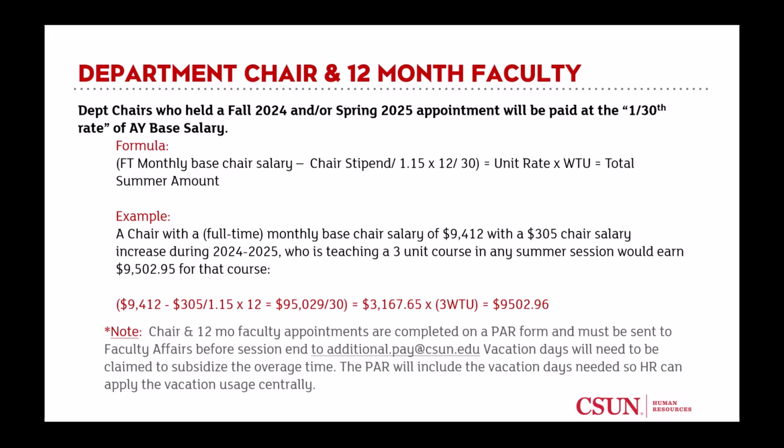So let me just give you an example. If a chair or a 12-month faculty is teaching a 3-unit class, there's going to be an overage. And to cover that overage, I can tell you just off the top of my head, it's 16 hours. So it's going to go over this 125%, and I'm sure a lot of you are familiar with that. That's the workload that faculty can work up to. But for chairs and 12-month faculty, they're going to be slightly over by 16 hours. And so that equates to 2 vacation days. So we'll have to take 2 vacation days to subsidize for that overage.